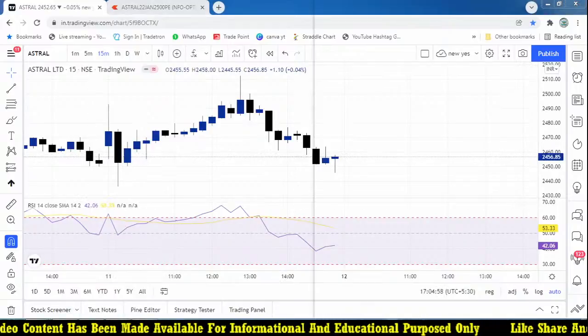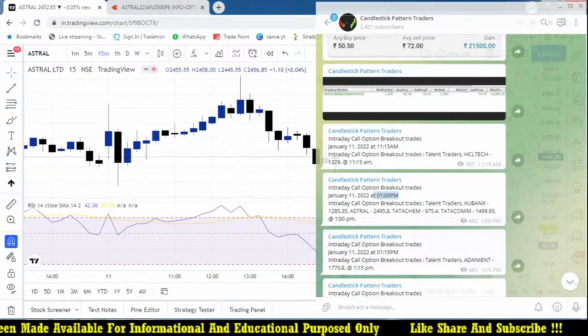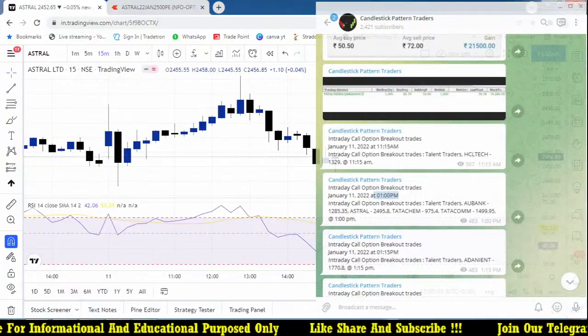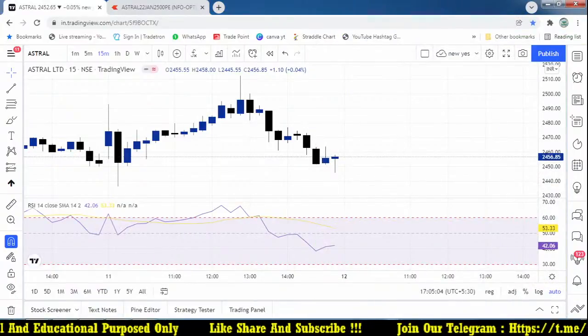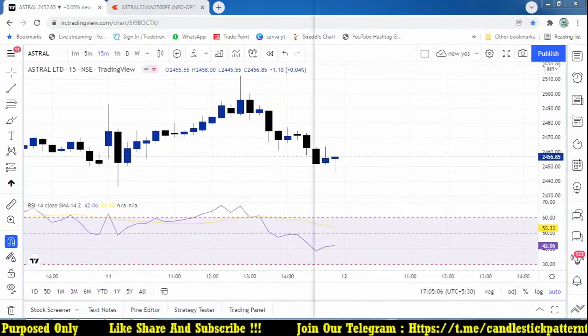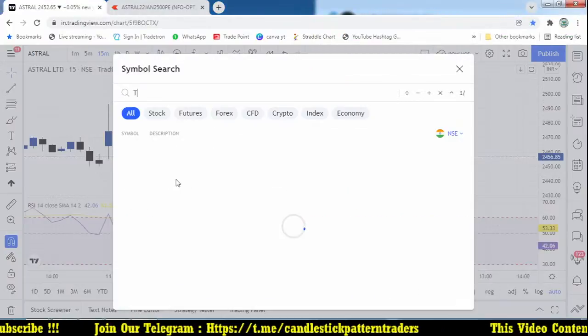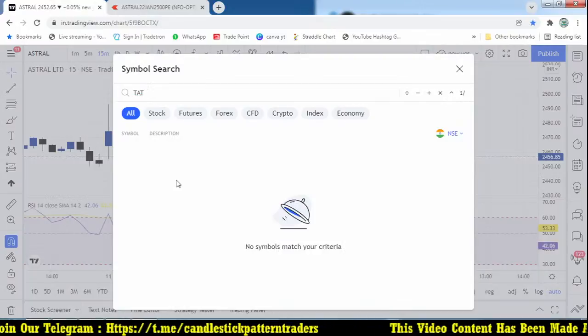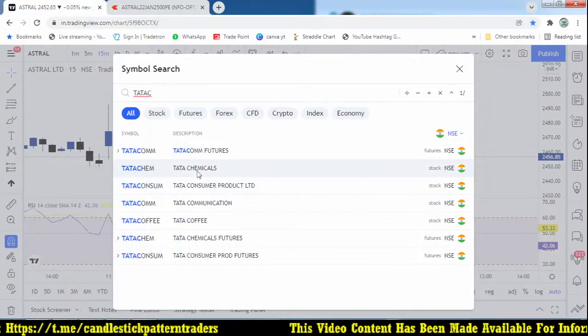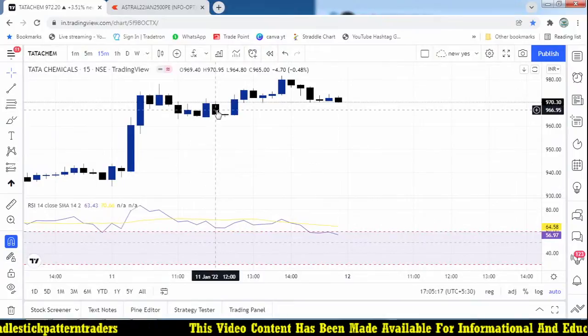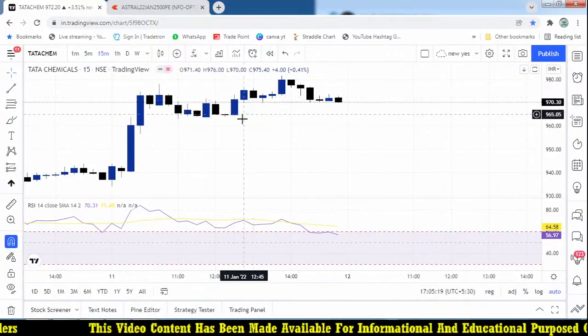And the third stock which we have got, third one we got is Tata Chemical. Same time frame, 1 o'clock. 1 o'clock to 1:15, Tata Communication and Tata Chemical. So let's try with Tata Chemical. Tata Chemical at 1 o'clock, what exactly is it? This is the 1 o'clock time frame.